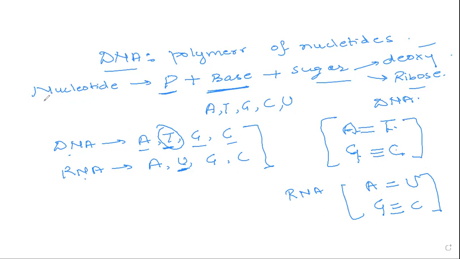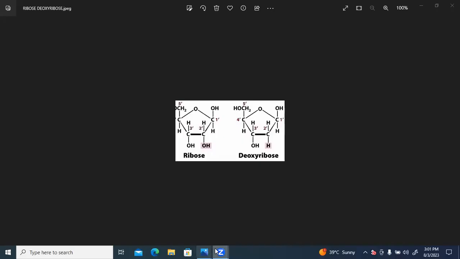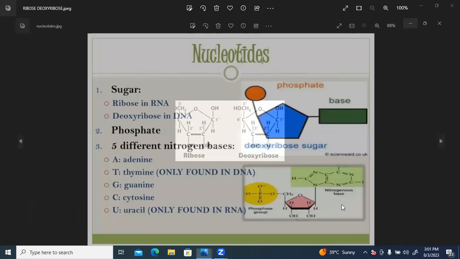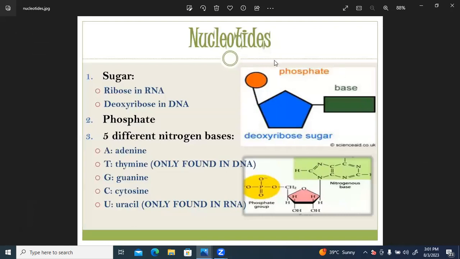So here we have discussed what a nucleotide is. A nucleotide is made up of a phosphate, a base, and a sugar. Here I'll show you a diagram for this. This is the structure of a nucleotide. We can see this is the phosphate end. We have this sugar, which is a deoxyribose sugar.